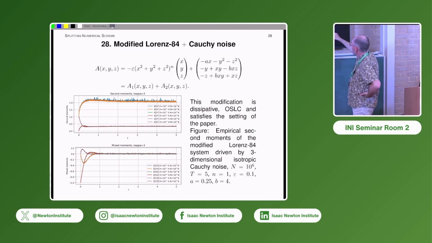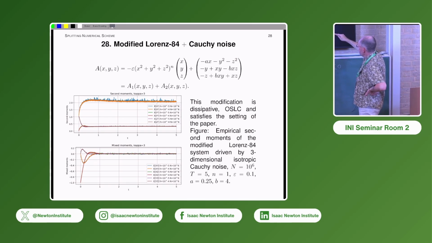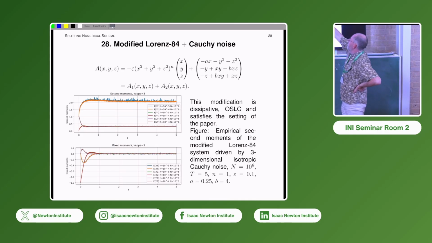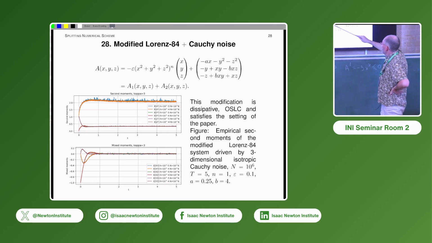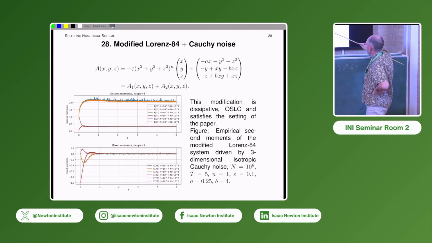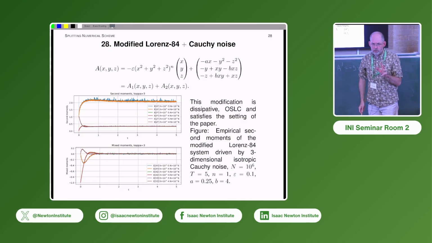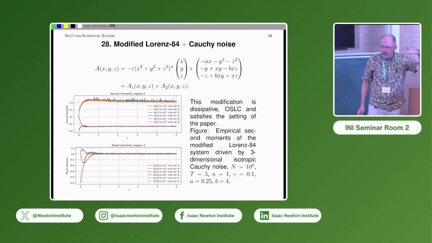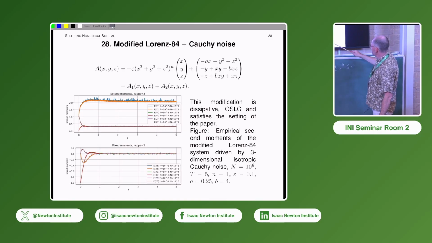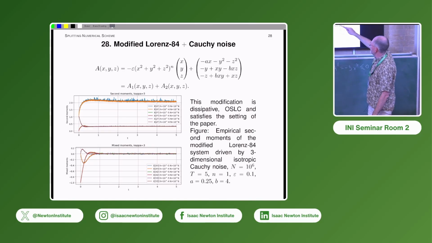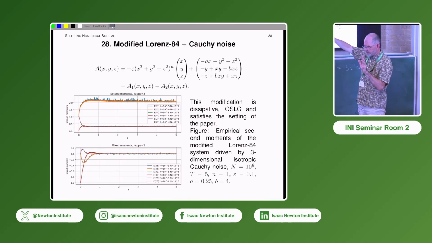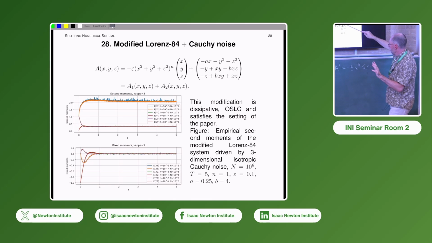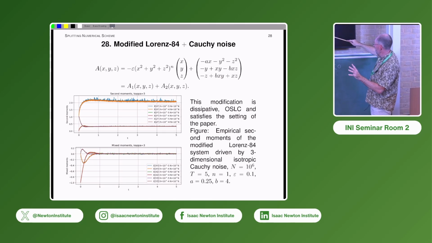What is this? These are empirical second moments of the Lorenz 84 system, modified a bit, driven by three-dimensional Cauchy noise. Three-dimensional Cauchy noise is integrable up to order 1. So we modified it, taking n equal to 1. So this is now dissipative. So everything works. And 1 million trajectories.